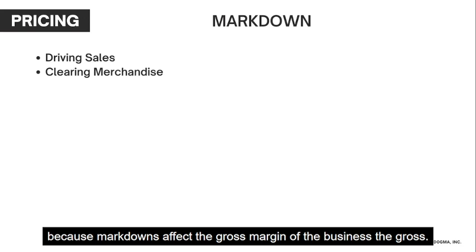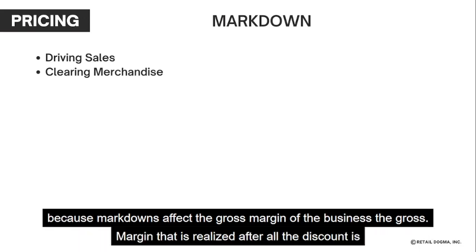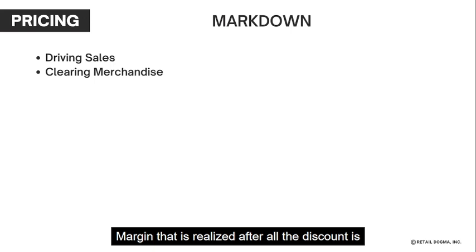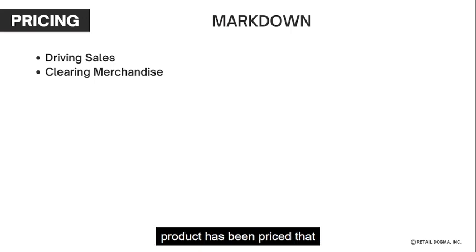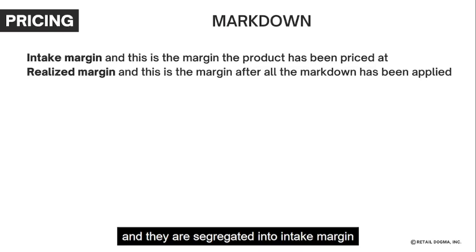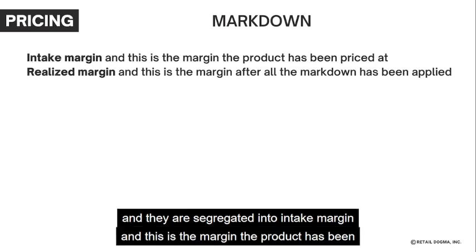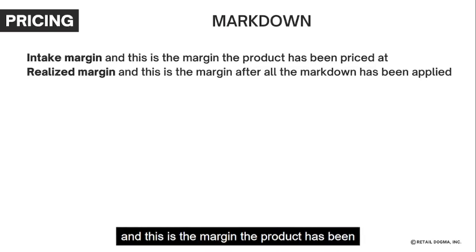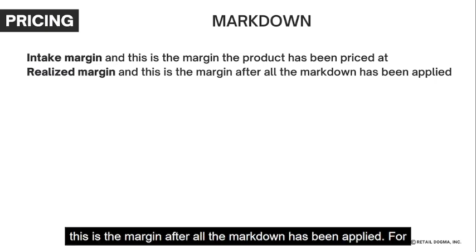Because markdowns affect the gross margin of the business, the gross margin that is realized after all the discount is differentiated from the initial gross margin that the product has been priced at. And they are segregated into intake margin, and this is the margin the product has been priced at, and realized margin, and this is the margin after all the markdown has been applied.